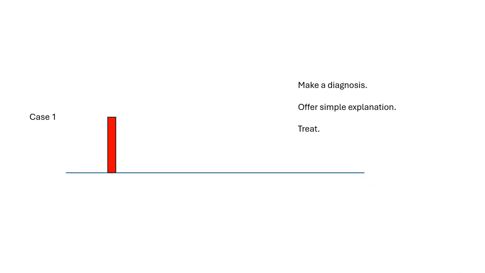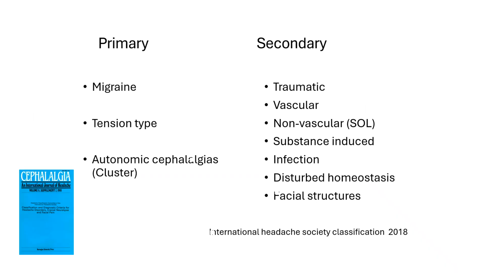So this is the problem we're looking at in this series of slides, a simple new headache presentation. And our strategy here is to make a diagnosis, offer a simple explanation, and treat appropriately. Our starting point for a diagnosis is the International Headache Society classification of headache. Headache was first formally classified in 1988. We're now on our third classification revision.